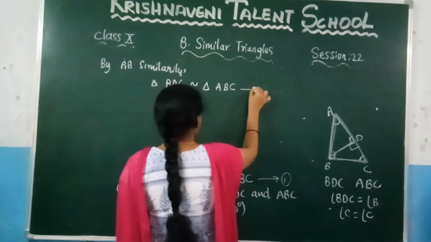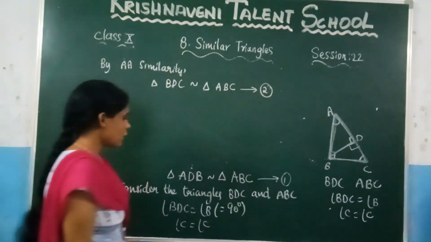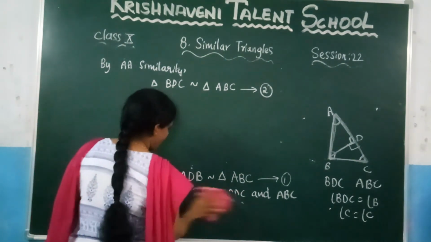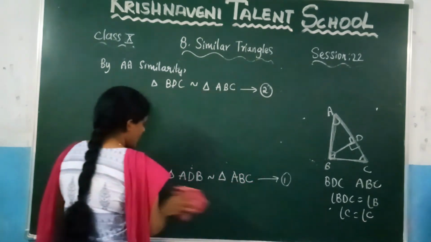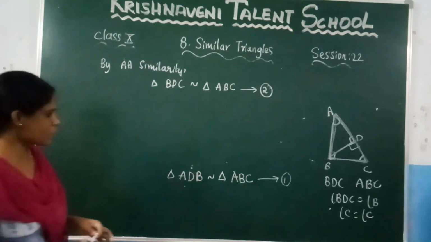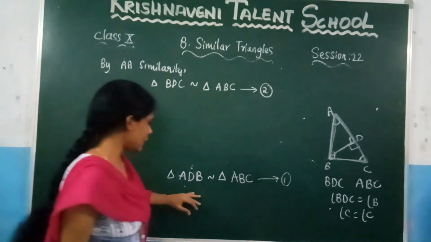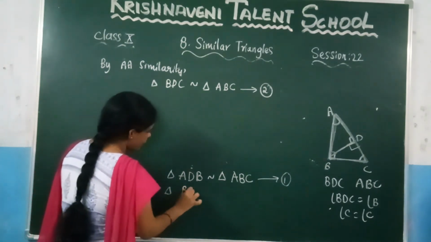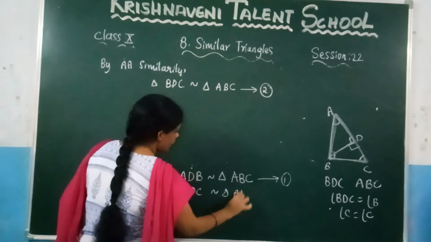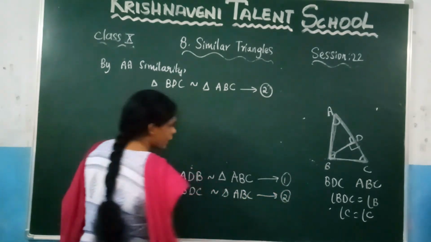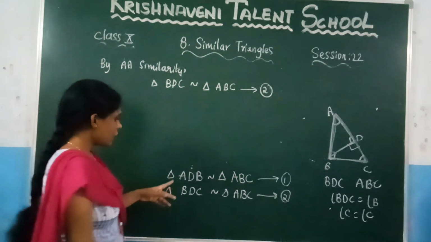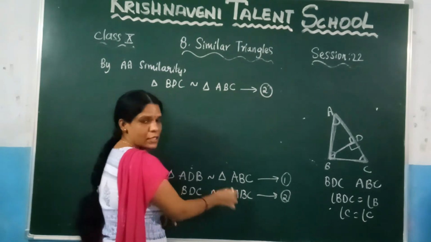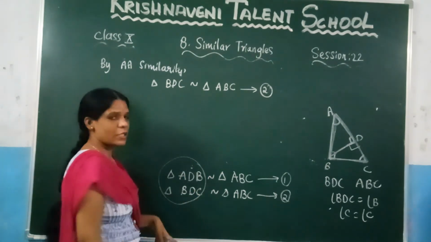Now let us consider this as equation 2. Now here from equation 1 and 2, what we can conclude here? This is equation 1, right? What we got it here, triangle ADB is similar to triangle ABC. Now what is equation 2? Triangle BDC is similar to triangle ABC. This is also we have proved, right? From these equations, what we can conclude here? Triangle ADB is similar to triangle ABC. Triangle BDC is similar to triangle ABC. So we can say that this triangle is similar to this triangle, right?